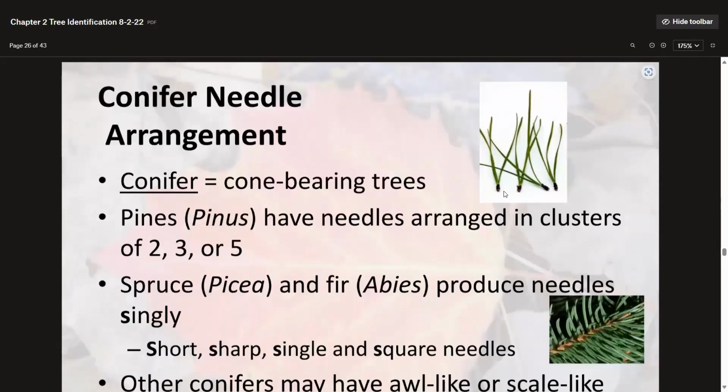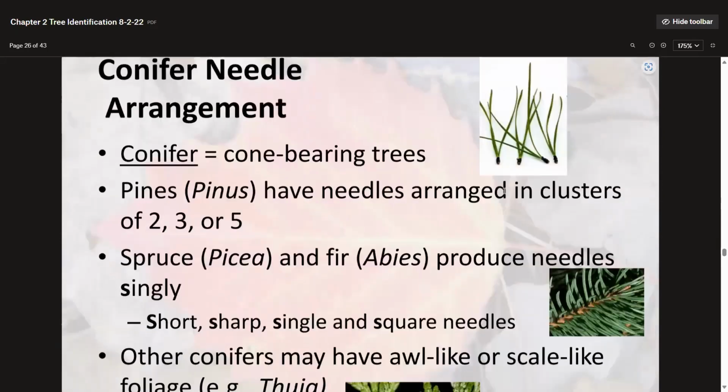All right, conifer needles and their arrangements. They can tell you a lot about who they are too. Conifers are cone-bearing trees, right? Pines, or Pinus, have needles arranged in clusters. They're either 2, 3, or 5 of those little needles coming off in each arrangement. 2, 3, or 5, that tells you it's a pine. Spruce, Picea, or fir, Abies, produce needles singly. They're not in bundles, they're not in clusters. They're produced singly off that branch.